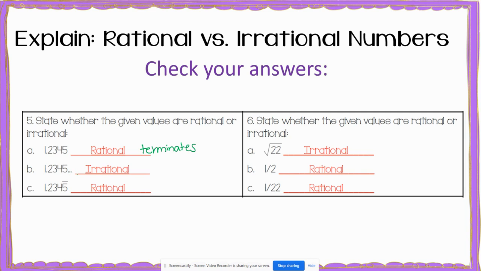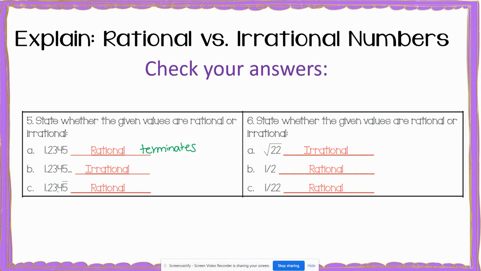1.2345 with 3 dots after it is irrational. We know that this number goes on forever because that's what the 3 dots indicate, but there is no bar to tell us that anything repeats. Because we know this goes on forever, but we don't know the pattern, we would call this an irrational number.